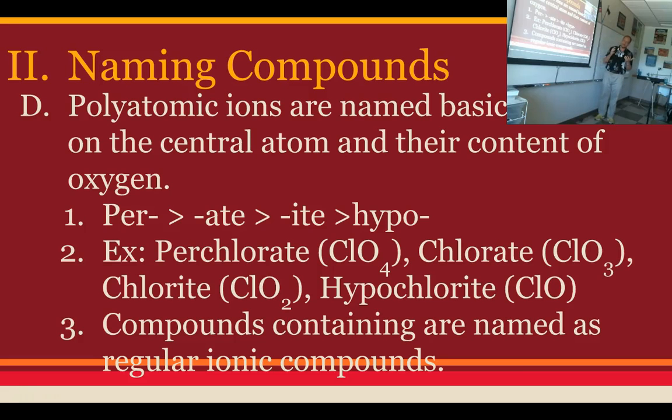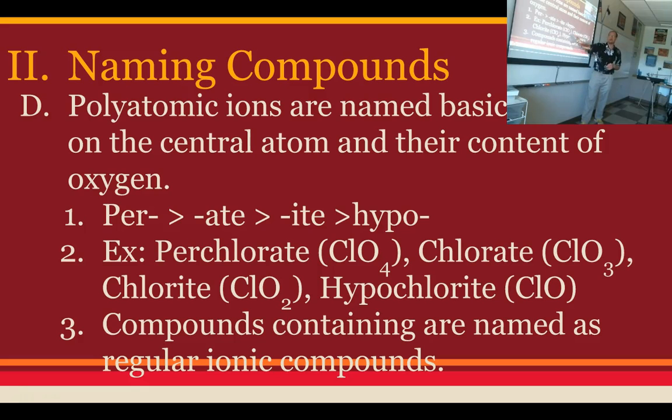And then to set the one that has the most and the one that has the least off, we use prefixes. So ate stays there, and we add per. And now perchlorate means I've got the most oxygen, ClO4. And hypo gets added to chlorite to represent ClO. I have the least amount of oxygen.